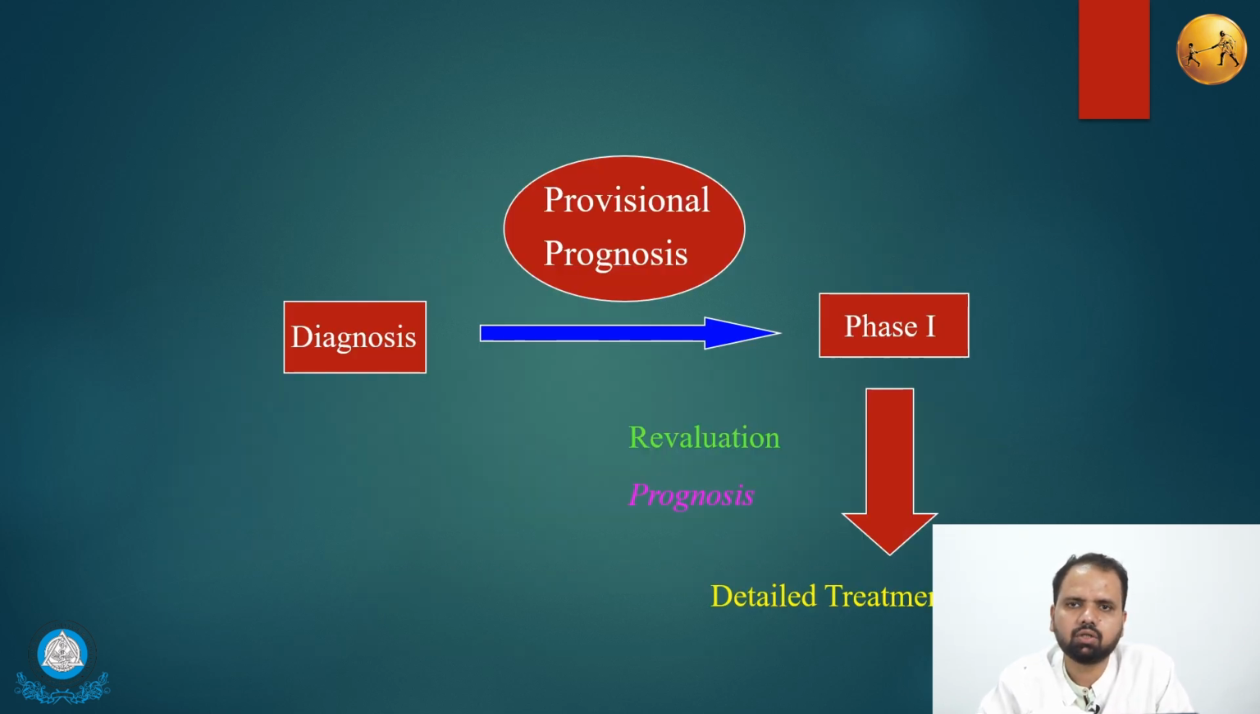So in any particular case, the duration or the position when we establish the prognosis is usually in this particular manner. Usually we do the diagnosis on clinical examination, which will give us a provisional prognosis, after which the phase 1 therapy would be carried out. Then there would be reevaluation of the treatment which has been done in the phase 1 therapy, and that would give us the final prognosis, based on which the definitive treatment plan would be planned.